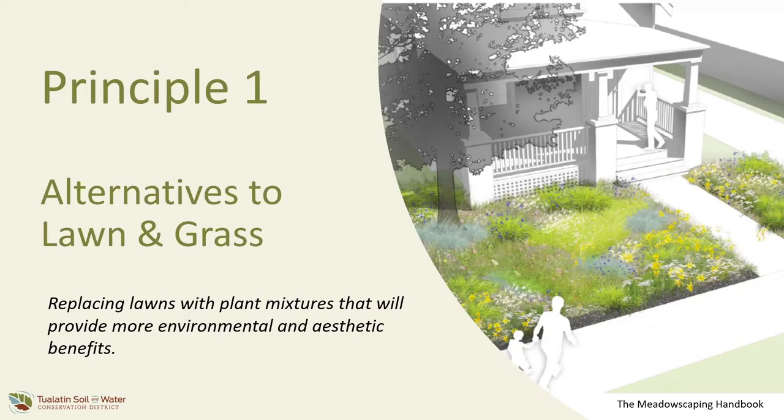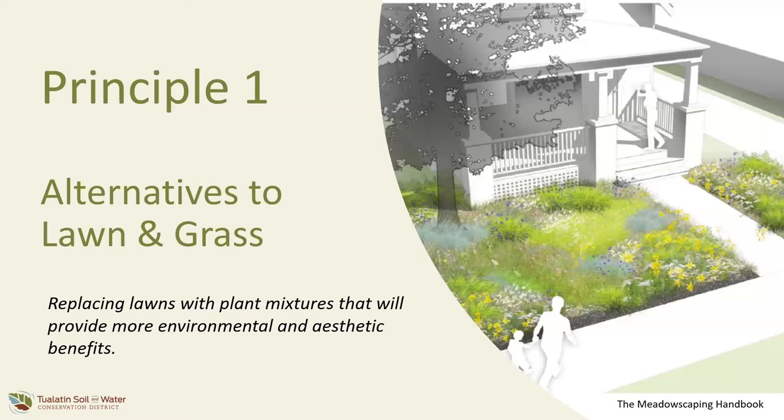Lawns create a monoculture, which means that there's just one species there. And that doesn't provide much benefit for habitat for wildlife. And they also require a lot of upkeep. So a lot of fertilizer, pesticides, mowing, watering. They're definitely not a low maintenance landscape. So they are high input and low ecological return. So finding alternatives to lawn allows for greater environmental benefit.